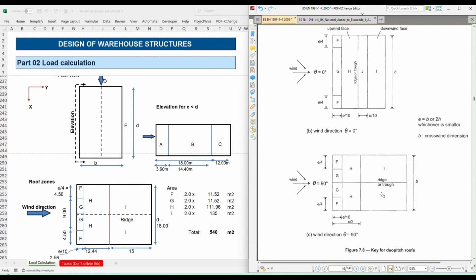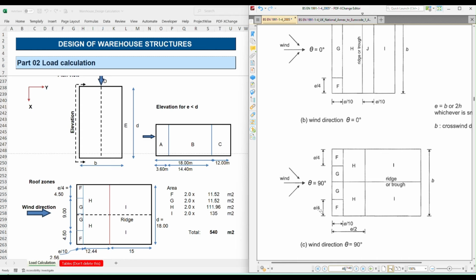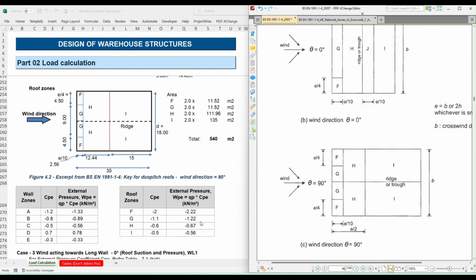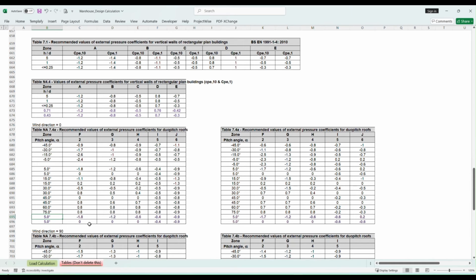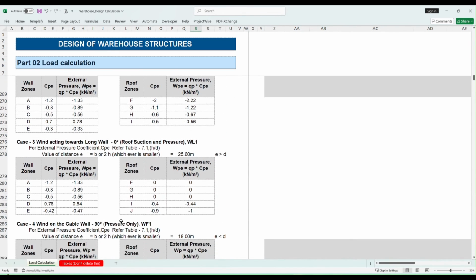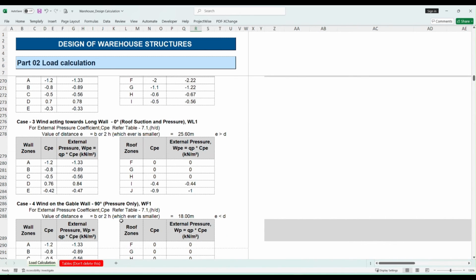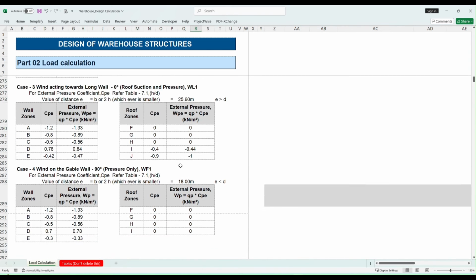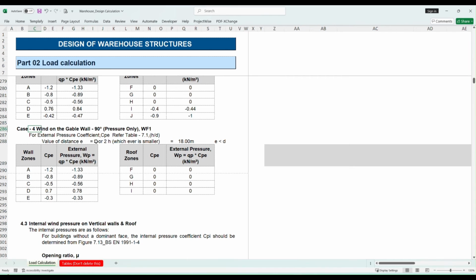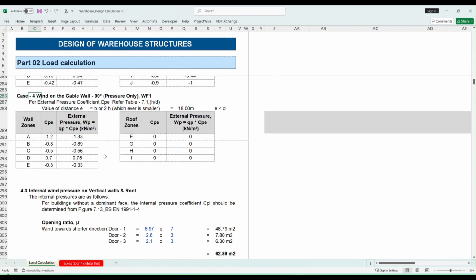So that is the wind direction. Here, E divided by F will be coming in this direction. The same kind of calculations apply, and the pressure coefficient is picked from the tables listed here. These are the other cases: the wind acting on the right hand side of the longer span. This is another case. So this is the way we are calculating the external wind pressure coefficients.